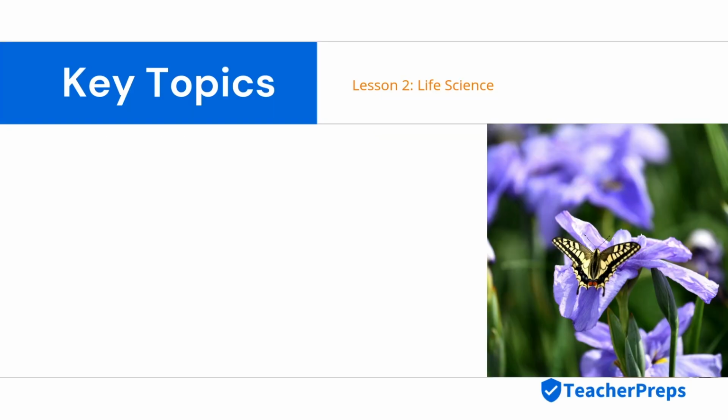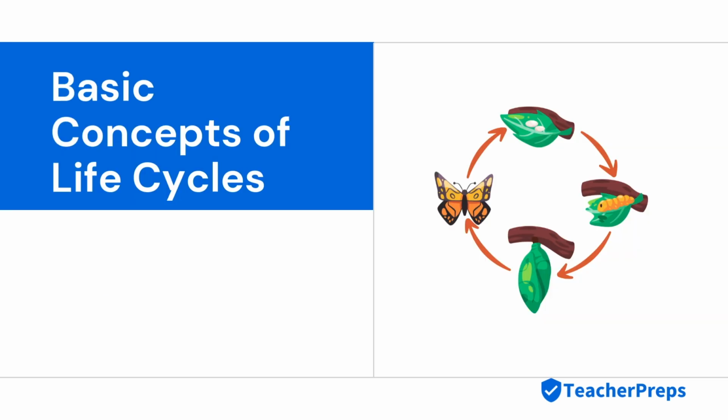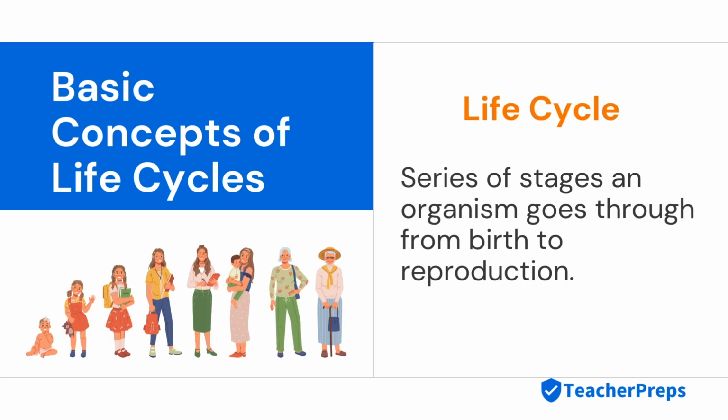Key topics to understand for this lesson include the following. First, life cycles. Second, mutations. Third, adaptation. And fourth, natural selection. Let's start with the life cycle by getting to know the basic concepts within this topic. Remember, life cycle is the series of stages an organism goes through from birth to reproduction.